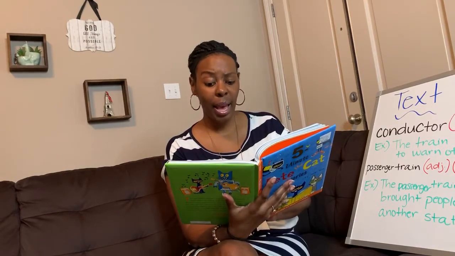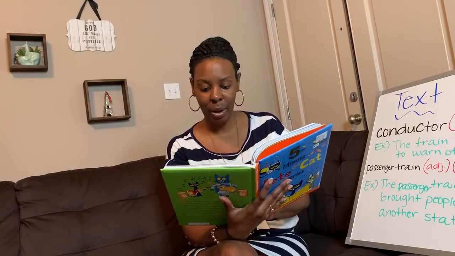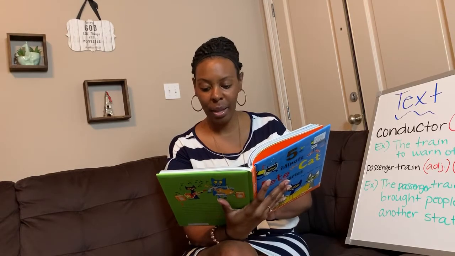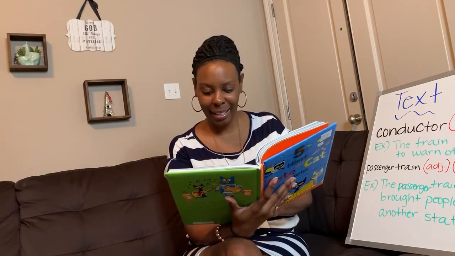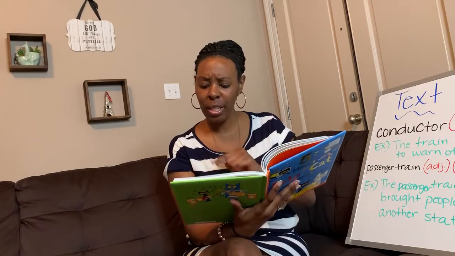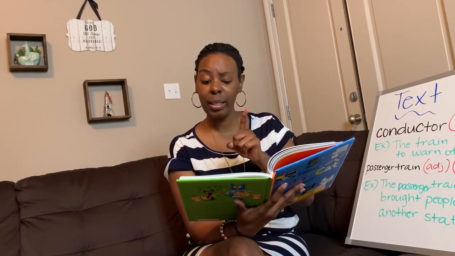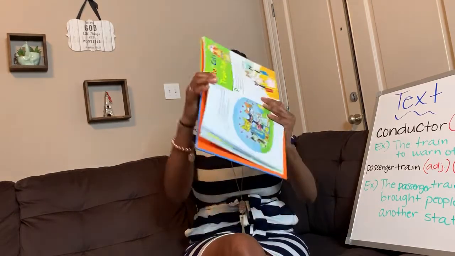Okay. Pete the Cat cannot wait to visit his grandma with his mom and his brother Bob. They get to ride a train. Make sure you don't lose your ticket, says Mom. She gives 1 ticket to Pete and 1 to Bob.